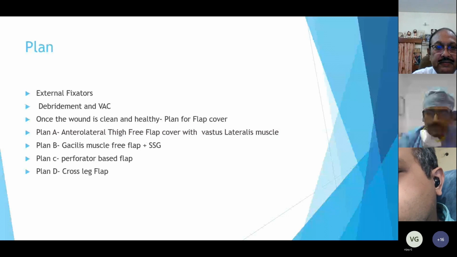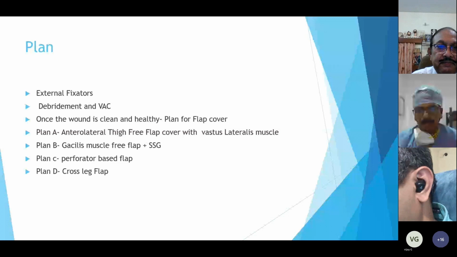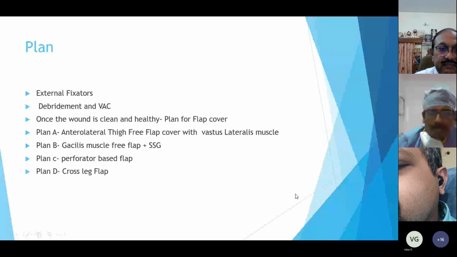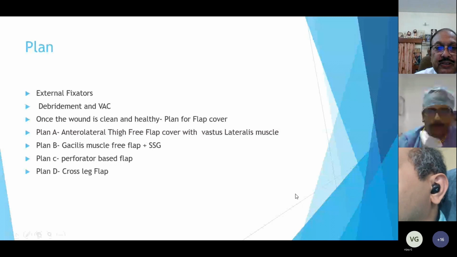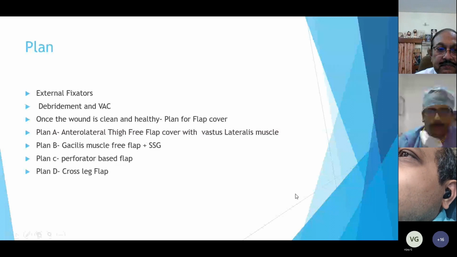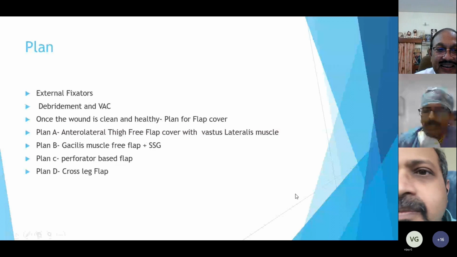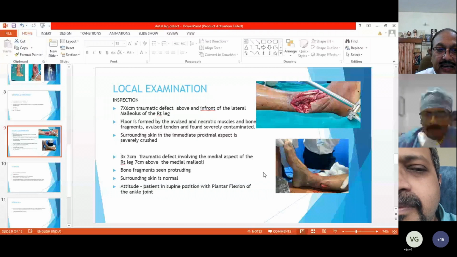So why do you want to apply VAC? Sir, actually, after debridement, the patient came after one day, so there were some features of contamination. So we want to make the wound clean and healthy for the flap. So you mean to say that VAC will take care of infection? No, sir. Actually, VAC will help in reducing the bacterial load if it is infected, sir.